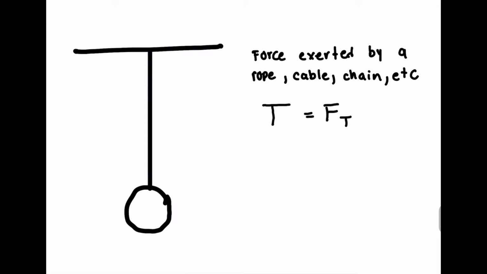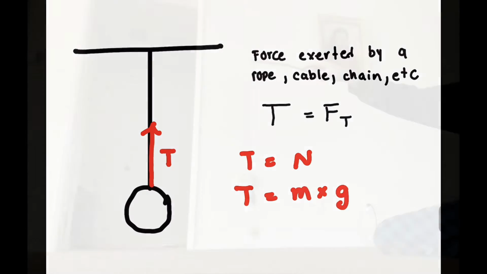The pulling force exerted by a stretched rope, cable, chain, or cord on an object is called the tension force. Because it is a force, we have to measure it in newtons. This force can be equal to the weight of the body, which is mass times gravity.